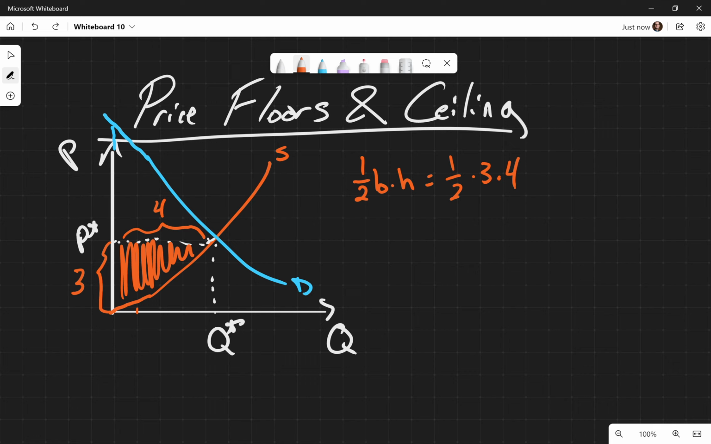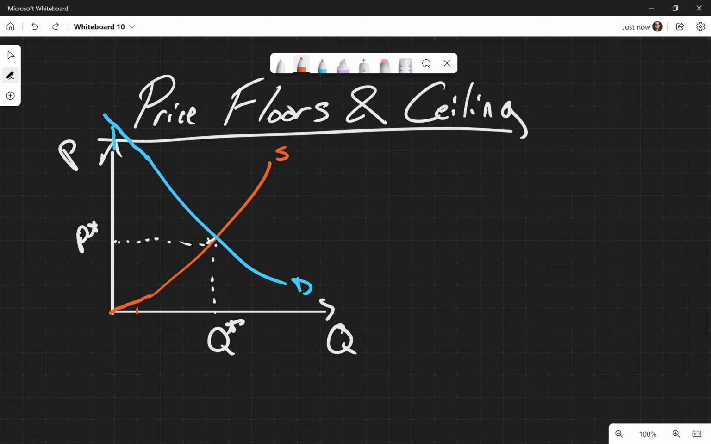Now, when we talk about price floors and price ceilings, we are going to use these concepts to try to figure out who these policies are impacting more, right? So we're going to try to figure out, is it consumer surplus or producer surplus that's changing, and how are they changing? So the first thing that we're going to do is a price floor. A price floor is going to be some price that's higher than my equilibrium price.